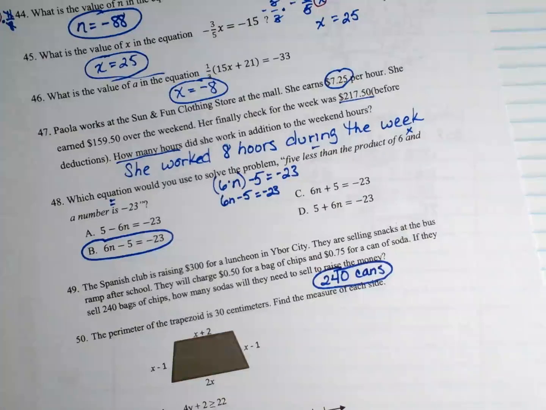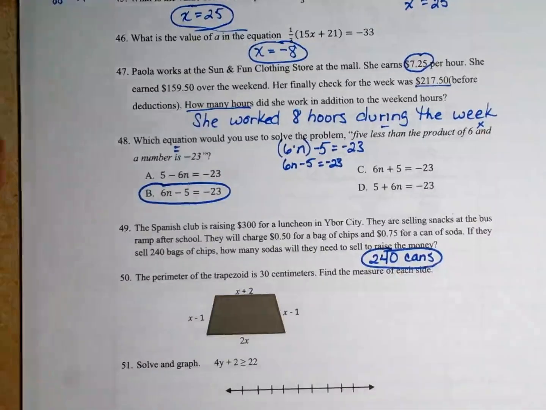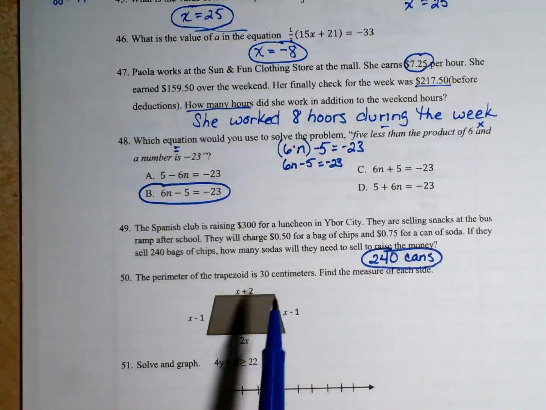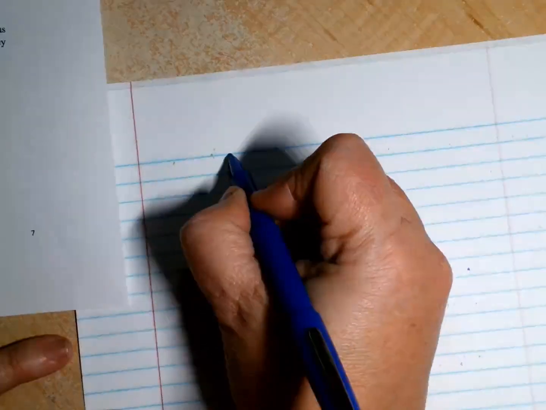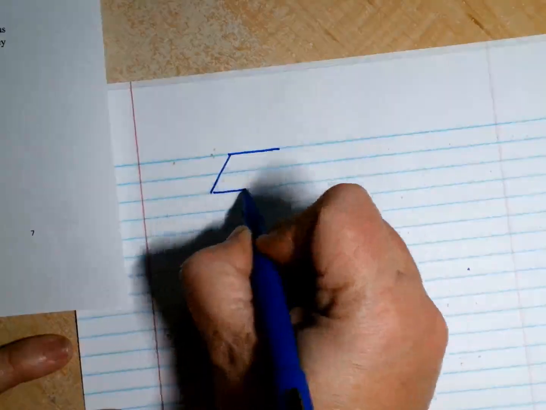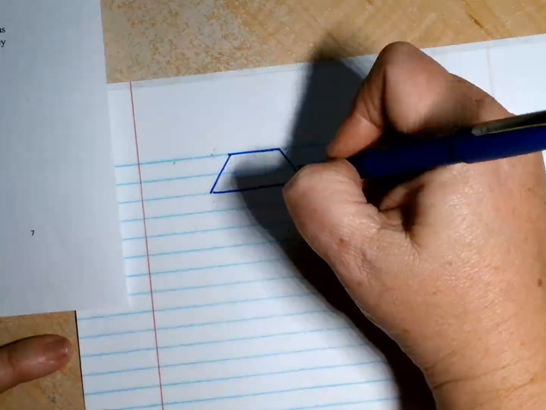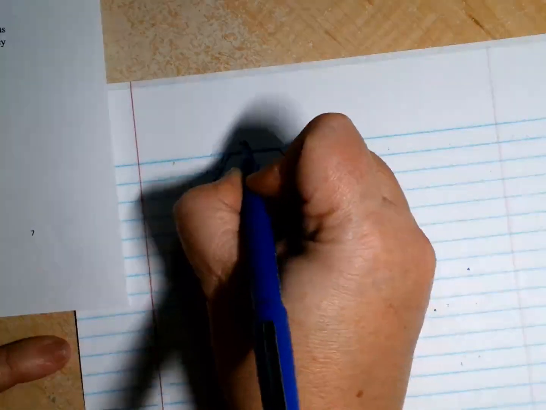Okay. Number 50. The perimeter of the trapezoid is 30 centimeters. Find the measure of each side. Okay, I'm grabbing a piece of paper for this. This one's going to take up some space. Alright, so I have a trapezoid. I'm going to draw my trapezoid. It's just easier for me to do it all on one piece of paper.